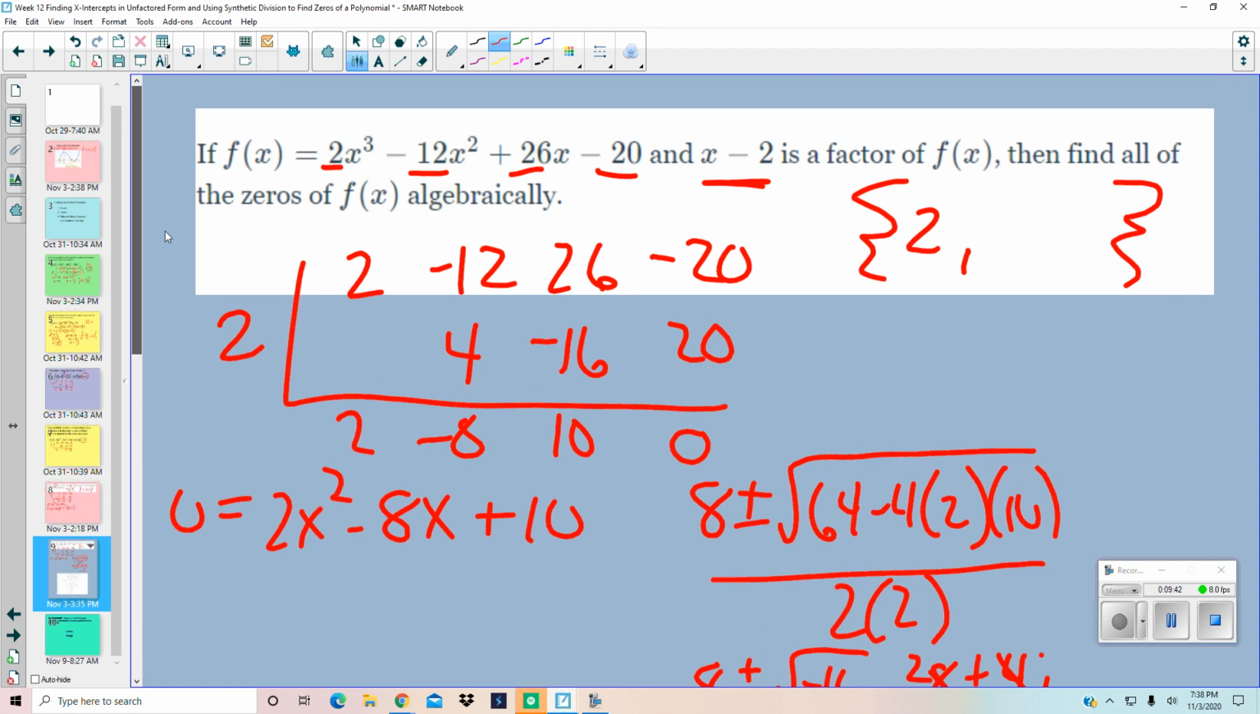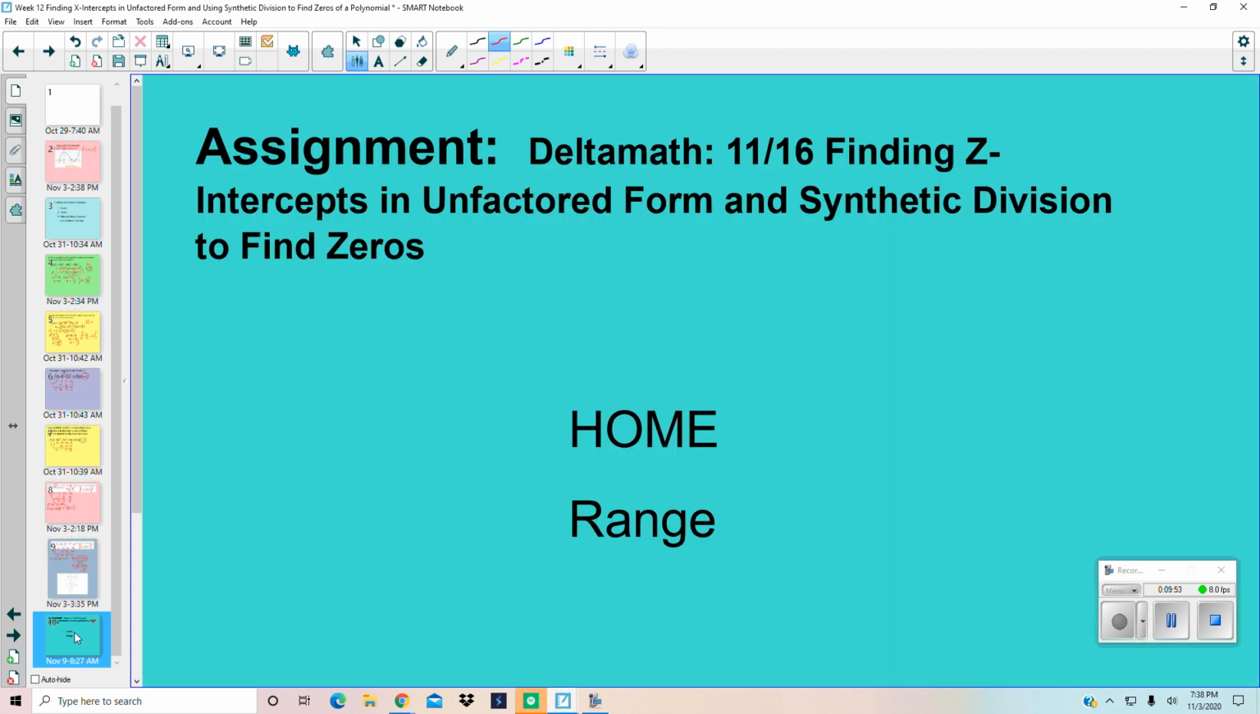When I go back up here, I have one real solution and two imaginary. So go to Delta Math, reach out if you have questions. You're going to do the finding, oh, that's just like x-intercepts, in unfactored form and then do the synthetic division to find the zeros.